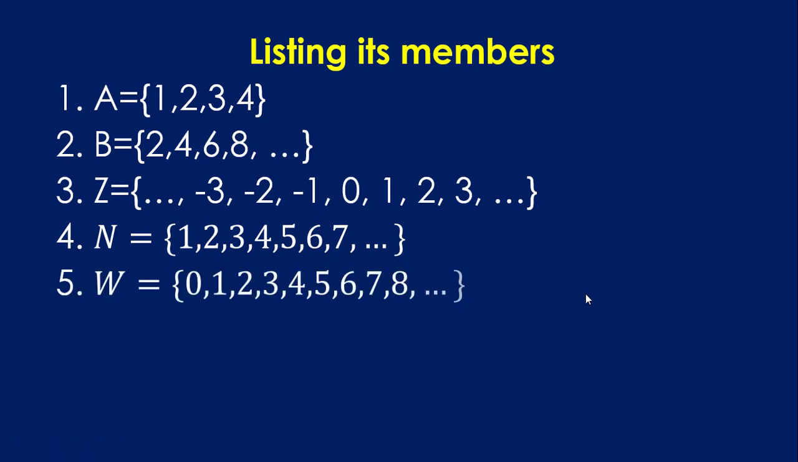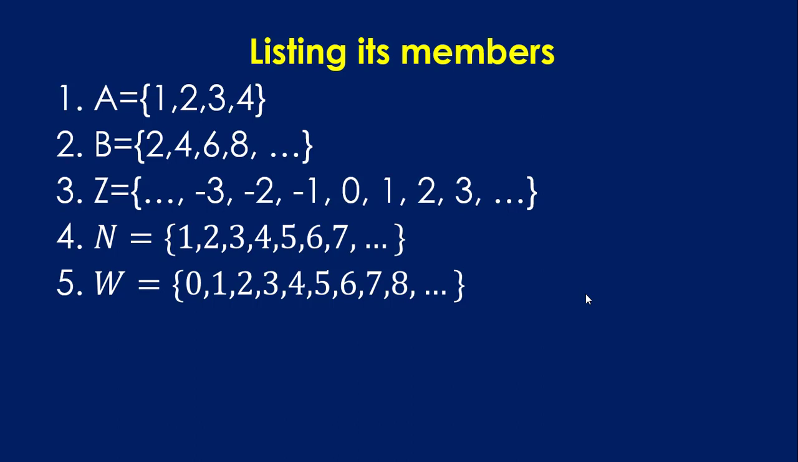Number 5, W is equal to {0, 1, 2, 3, 4, 5, 6, 7, 8, ...}, and so on and so forth. And as you already know, the symbol W is used to represent whole numbers. Once again, it is not possible to list all the whole numbers you can ever have, so we represent that using the ellipsis points.